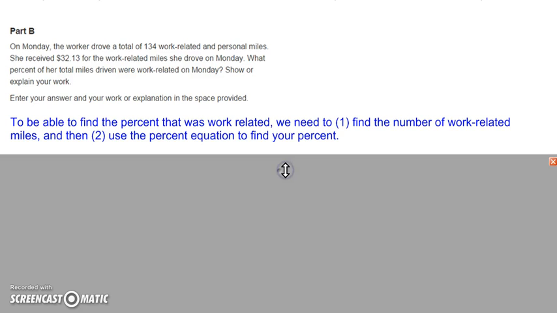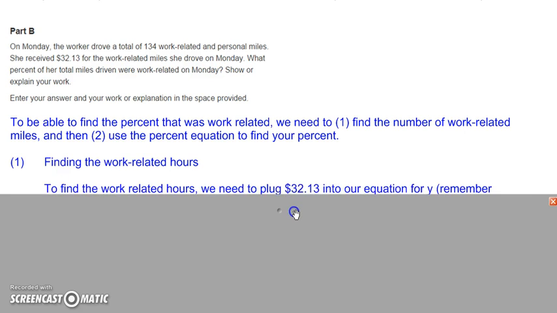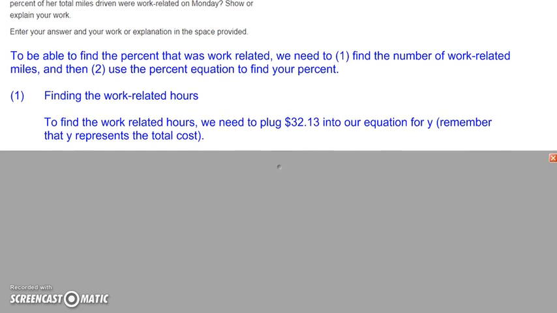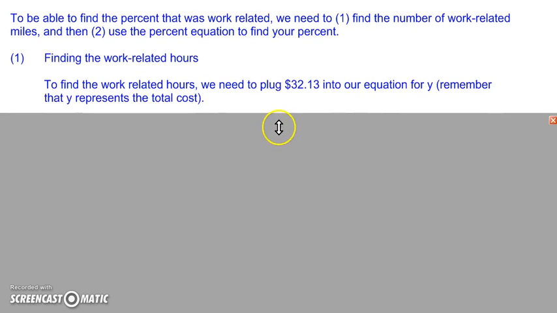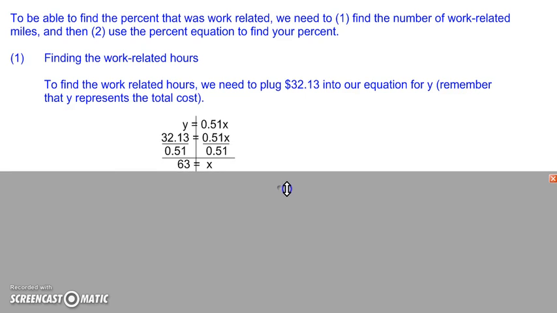To be able to find the percent that was work-related, we need to first find the number of work-related miles, and then second, use the percent equation to find your percent. So the first part we're going to be taking care of is finding the work-related miles. To find the work-related miles, we need to plug 32.13 into our equation for y. Remember that y represents the total money. When we solve it, we'll be finding x, and that's going to be the work-related miles.